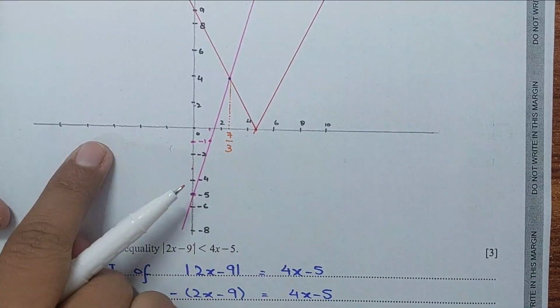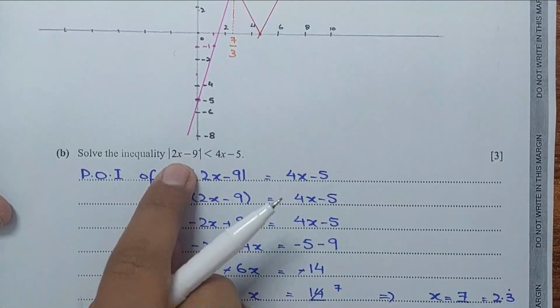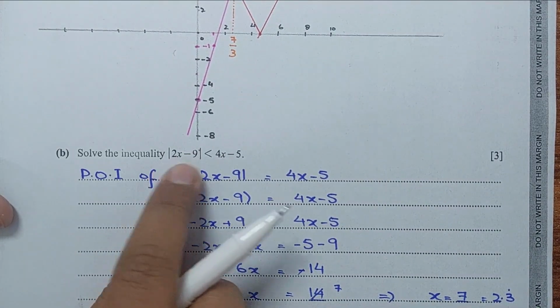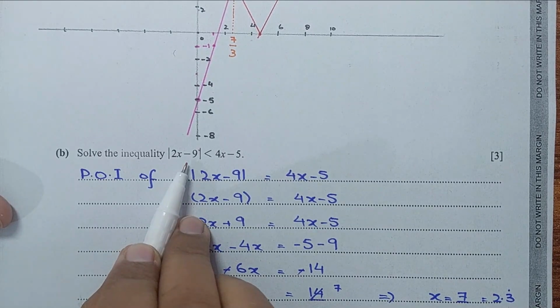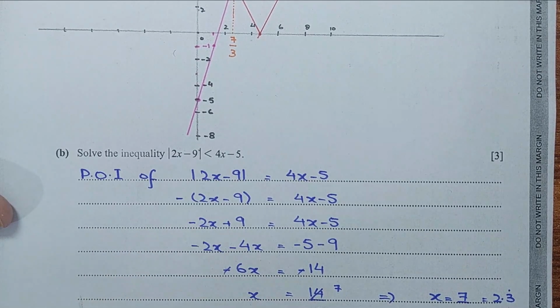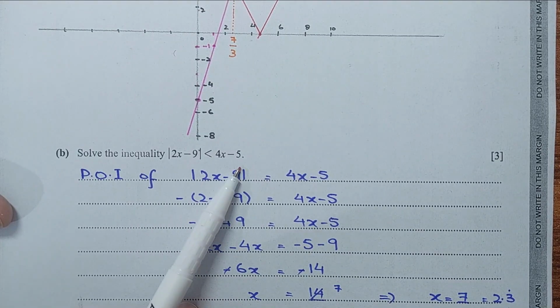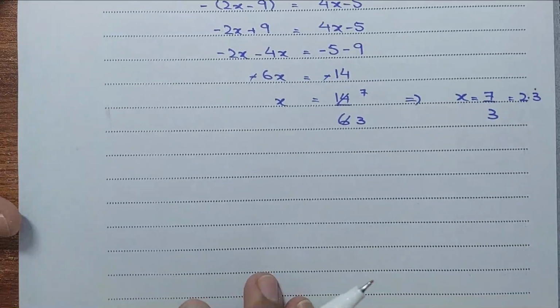If you take the values which are less than 7 by 3, let me check at 2. 2 times 2, 4. From 4, take away 9. We have -5, and -5 absolute is +5, right? And 4 times 2 is 8, and 8 take away 5 is 3, right? So 5 is less than 3? No, it's greater than 3, right?